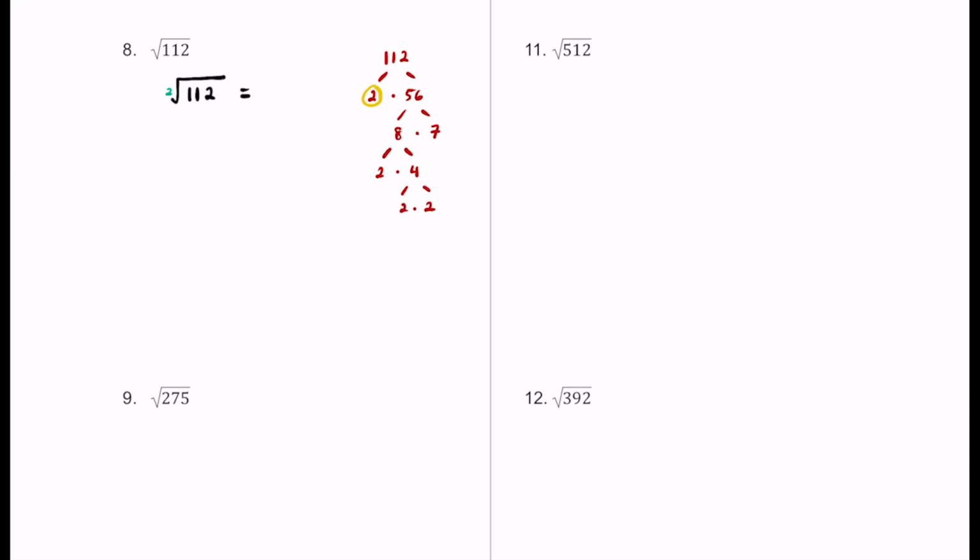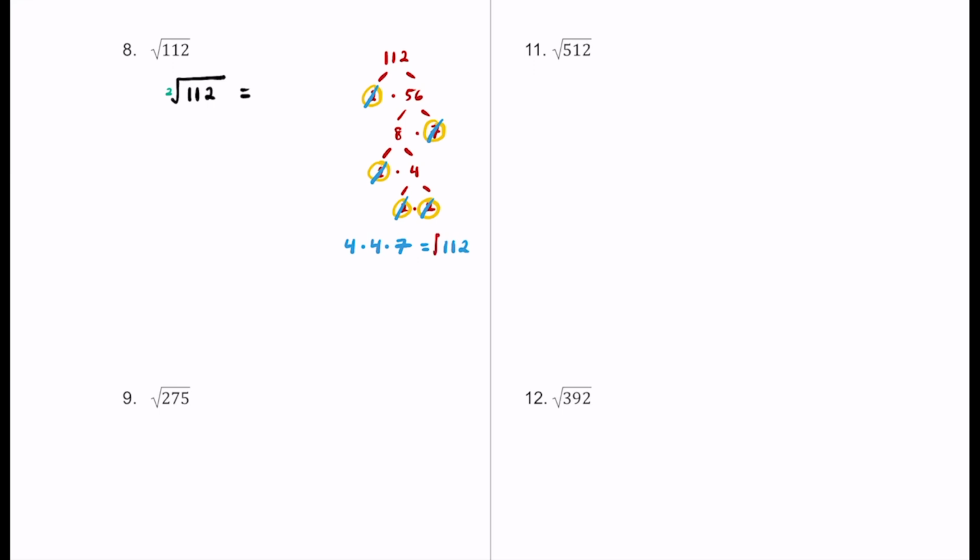So let's see, we have a 2, we have a 7, we have a 2, we have a 2, and we have a 2. Now 2 of these 2's are going to go ahead and make 4. It's a perfect square. Another pair of 2's are going to make another 4. It's a perfect square. And then we have a leftover 7. So 4 times 4 times 7 equals 112.